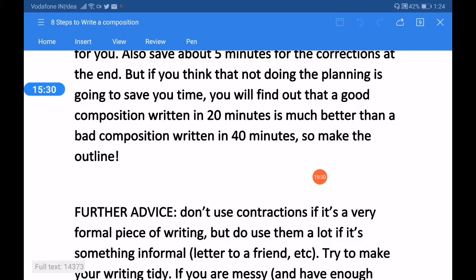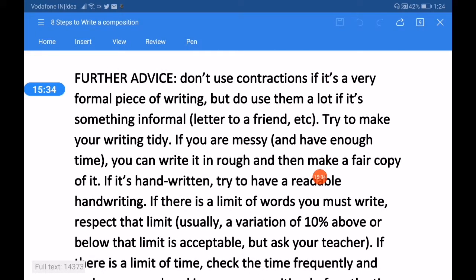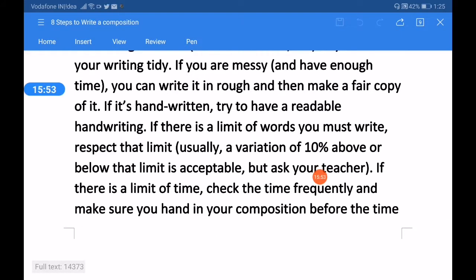So make the outline. Further advice is, dear students, don't use contractions if it is a very formal piece of writing, but do use them a lot if it is something informal, like a letter to a friend, etc. Try to make your writing tidy. If you are messy and have enough time, you can write it in rough and then make a fair copy of it. If it is handwritten, try to have a readable handwriting.